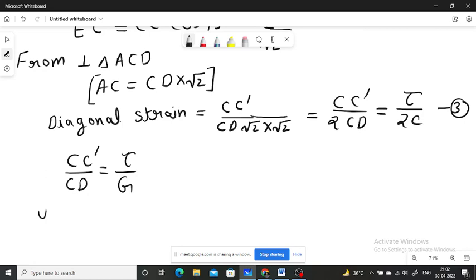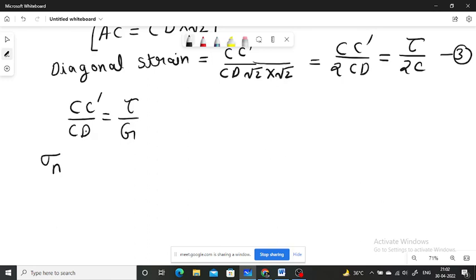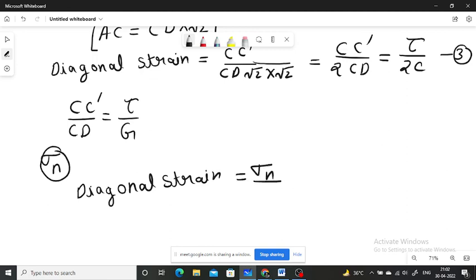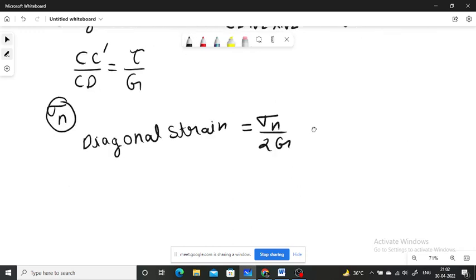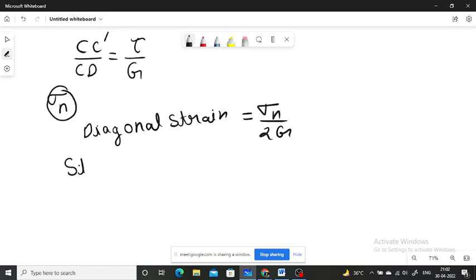Here, if the normal stress due to the shear stress tau is sigma n, in that case the diagonal strain will be equal to sigma n upon 2G, and the total strain along the diagonal will be equal to sigma n upon E into 1 plus mu, using generalized Hooke's law.